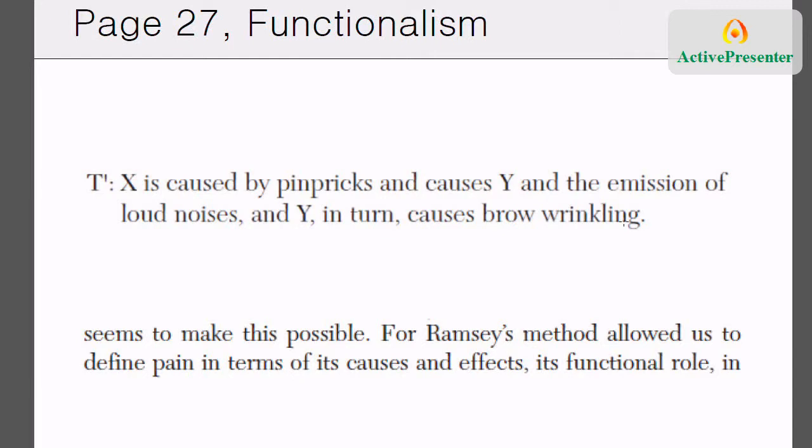Okay, then on page 27, I picked out one sentence here. For Ramsey's method allows us to define pain in terms of its causes and effects, its functional role. So that's what we care about, what the mental state does, not what it's made out of. And so this theory avoids the problems that Descartes' theory and behaviorism ran into, and it's pretty appealing to be able to accept monism, but still be able to talk about beliefs, desires, emotions, and so forth.